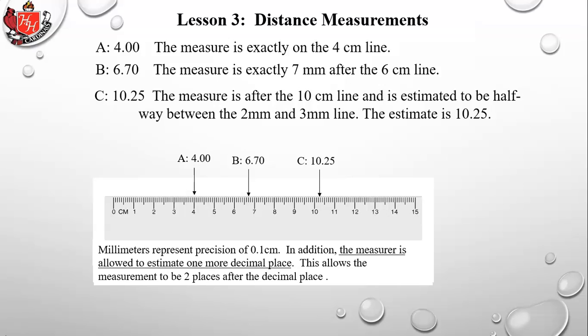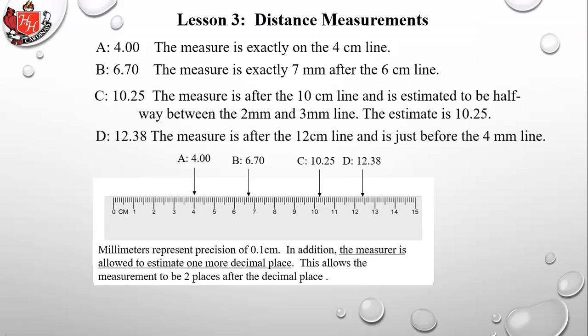That would be 0.25. And finally, the last one, let's say you look at that and you say the measure is after the 12 centimeter line and is just before the 4 millimeter line there. Just before you get to 4 millimeters. So you might estimate that's 12.38. Not quite to 4, but just before that.